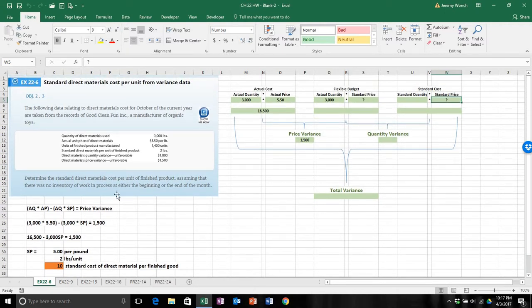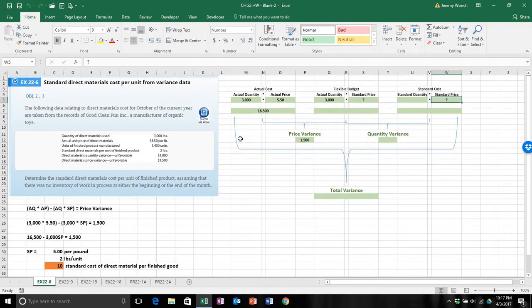So in this problem, we have a Good Clean Fun Manufacturing, gives us some information, some actual numbers, and some of our standard or budget numbers. And it wants us to calculate the standard direct material cost per unit for finished goods. Okay, it's kind of a mouthful. What does that mean? So it wants the standard direct material cost. And so that's going to be, hey, what did we plan on spending per 1 unit of finished good? And so if we look at this, we can figure out what formula to use.